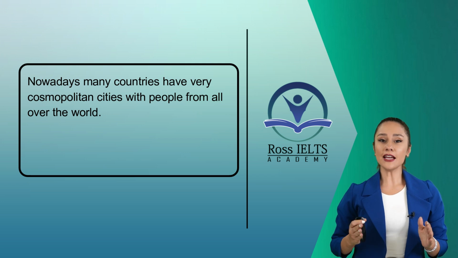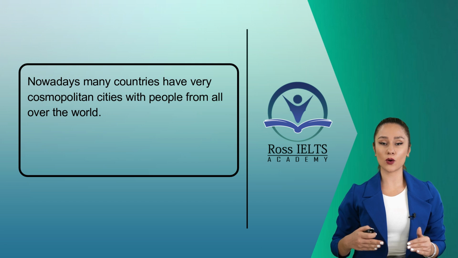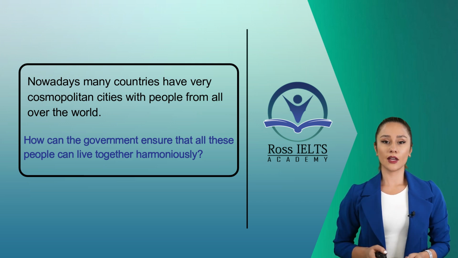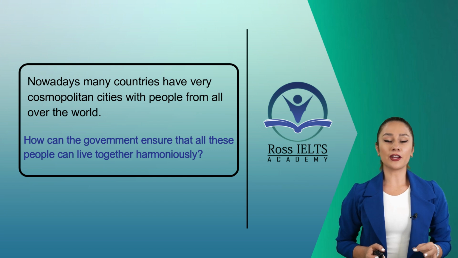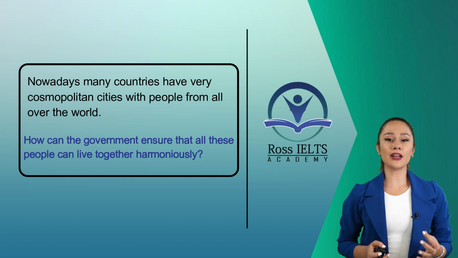Now, the next part would be the question that we are asked about this question statement, which says, how can the government ensure that all these people can live together harmoniously? Here we are asked a question about the given question statement. By reading it, we can realize that the question type we are dealing with here is a direct question.